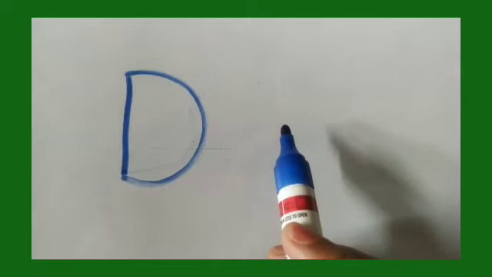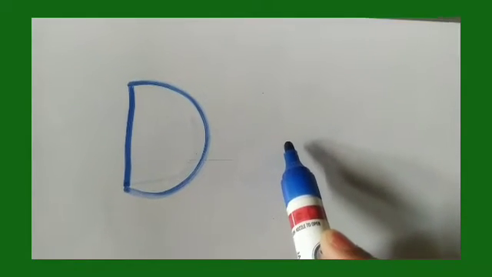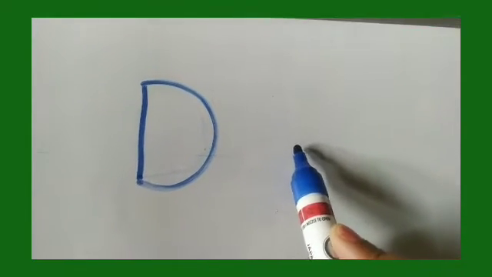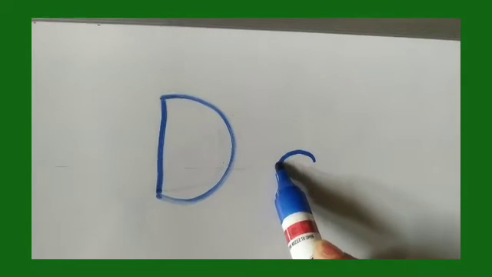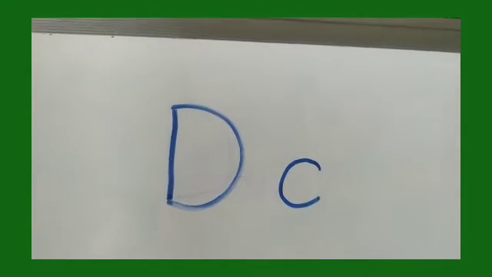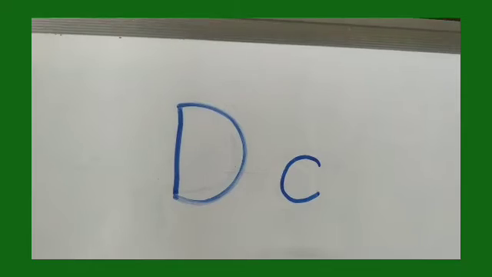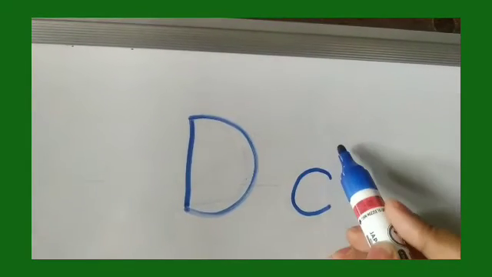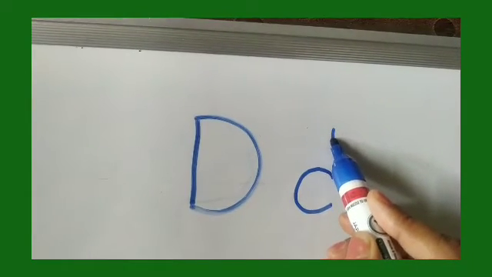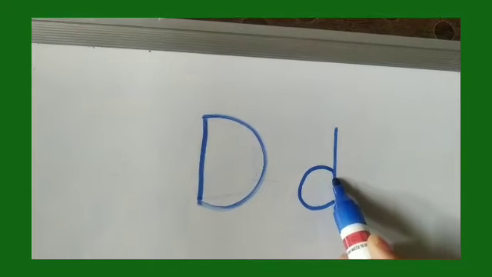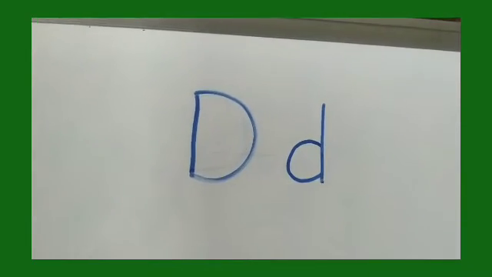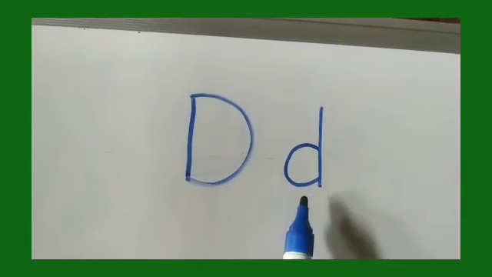Now let's begin to write. So we'll make small letter D. You have to make left curve first, okay? Left curve. Looks like C, isn't it? And then make a standing line, which will touch this C. Now this is small letter D, okay?